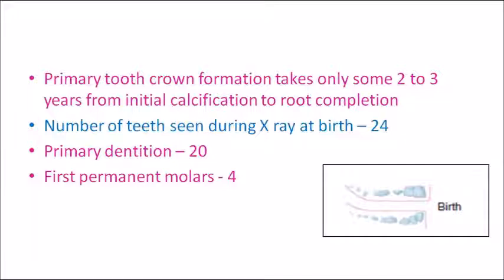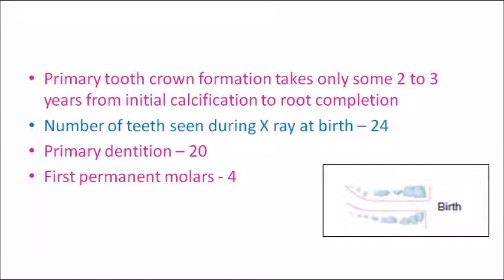So that is 24, which is your 20 teeth from the primary dentition, and in addition to that you can also see the 4 first permanent molars. So 24 teeth will be seen for a newborn baby. When an X-ray is taken for a newborn baby at birth, the number of teeth visible will be 24.